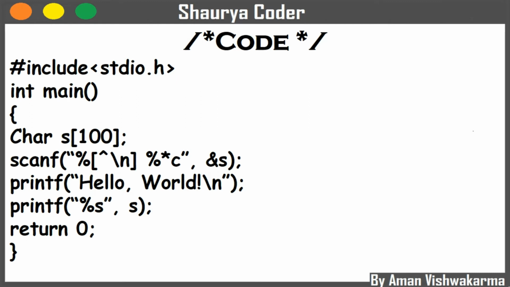Code. #include <stdio.h>. int main, opening curly bracket. char s[100]; scanf("%[^\n]%*c", s); printf("Hello, World\n"); printf("%s", s); return 0; closing curly bracket.